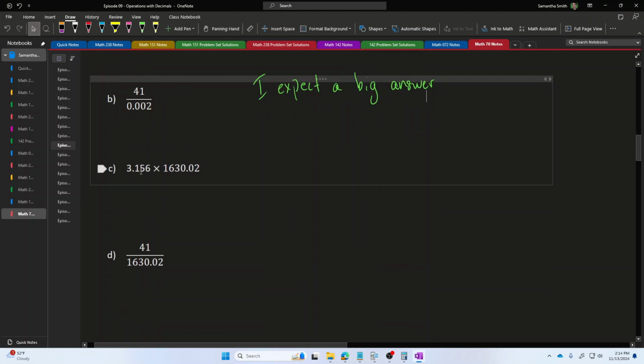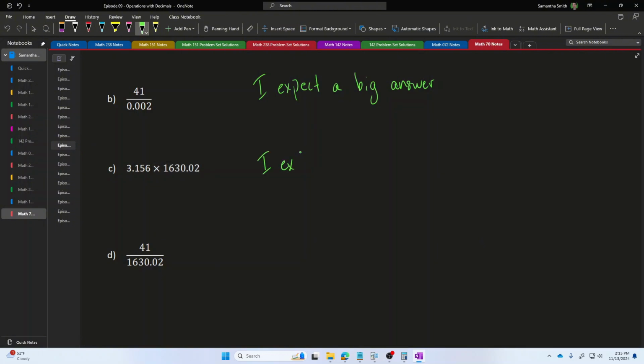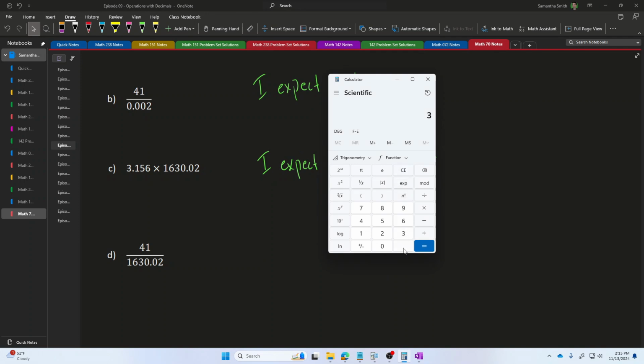Now in this case, I have a number that's roughly speaking 3 units, and I'm multiplying that by a really big number, 1,600 approximately speaking. So I expect a big answer from this because I'm multiplying by a really large number. And let's check. If I take 3 and some change and I multiply that by 1,630 and some change, then I get a really big answer of 5,000 and a bit more.